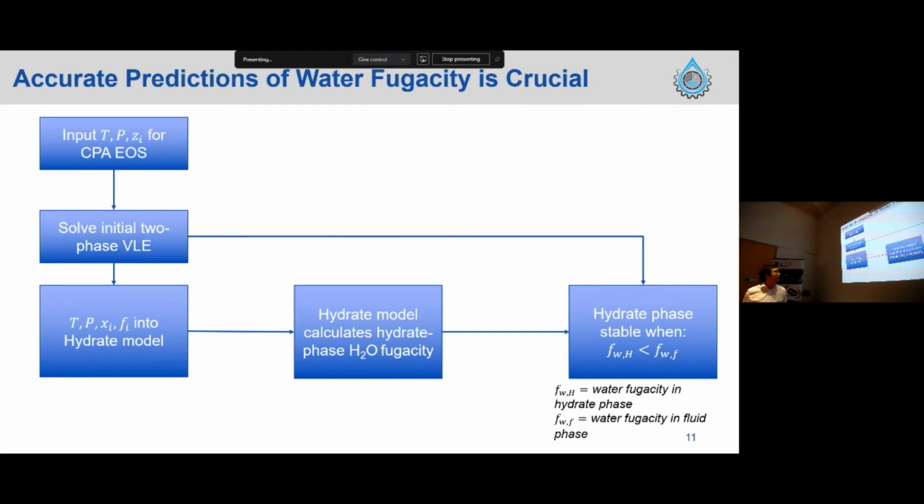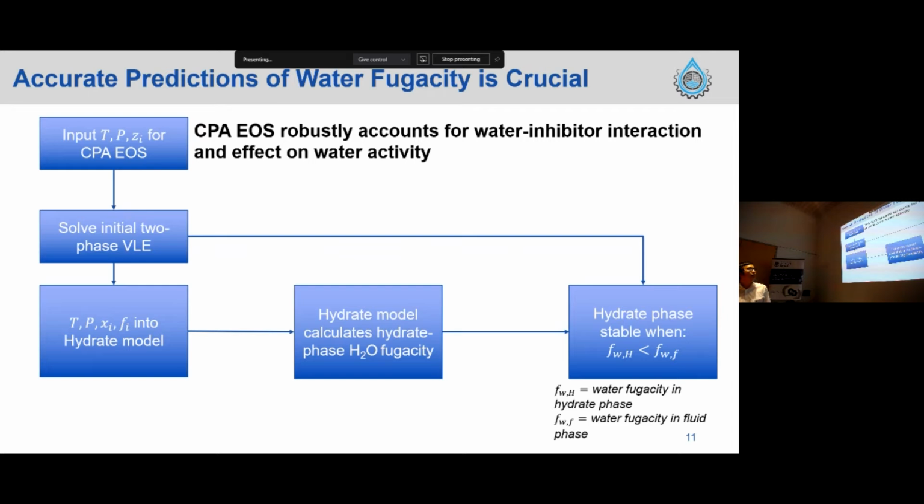So what I want to point out is, first of all, we use the CPA phase state as the fluid phase because it accounts robustly for the water inhibitor interaction and the effect on water activity, because the CPA phase state has an additional term that accounts for hydrogen bonding between molecules that are capable of hydrogen bonding. So this gives it a significant advantage over your typical cubic, such as the Peng-Robinson or the SRK. In terms of the hydrate model, we use fixed Langmuir constants from the hydrate model source from Kontogeorgis, who was the original developer and author of the CPA phase state. So these constants and parameters are tuned specifically for use of the CPA phase state.